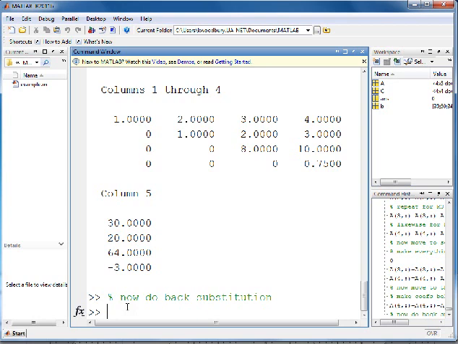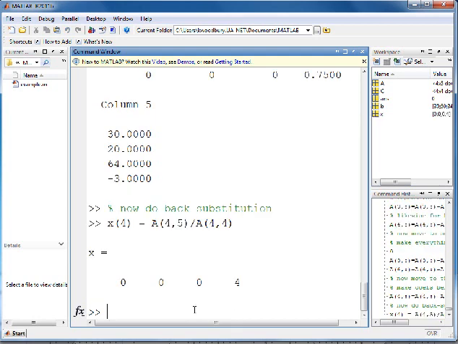All right, so how does it work? The last entry here divided by that entry is x4. Fourth row, fifth column, that's my right-hand side number, divided by a4,4. Right? Okay, so we got the 4, it's looking good.